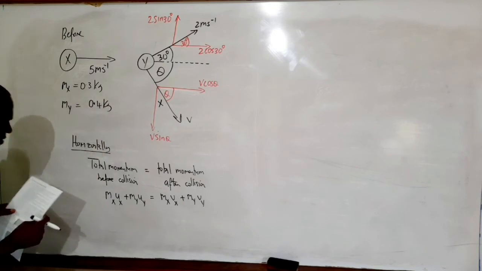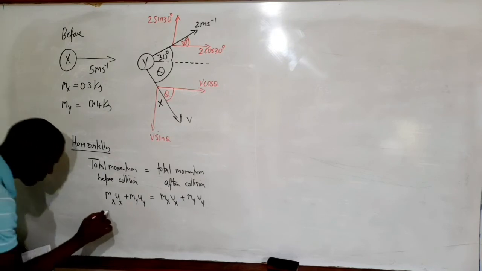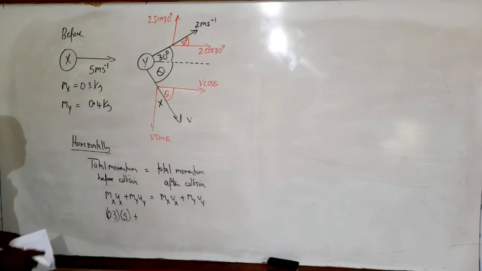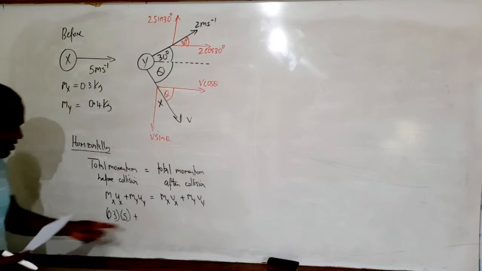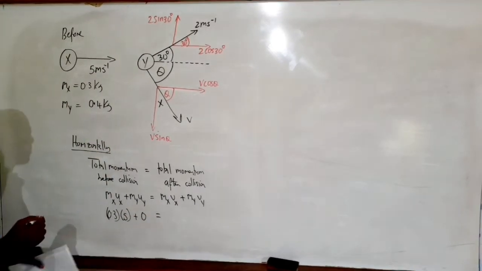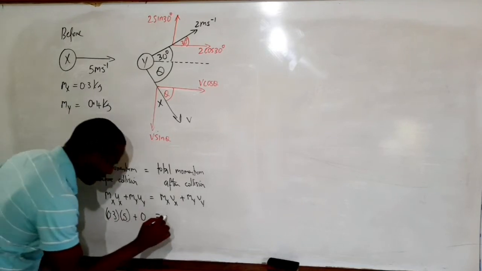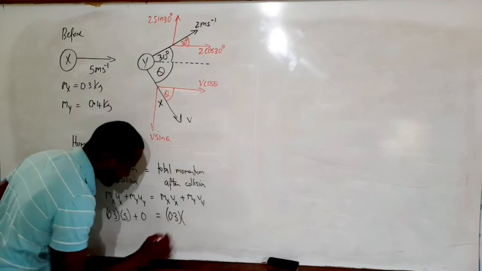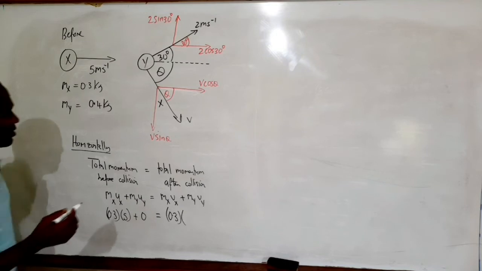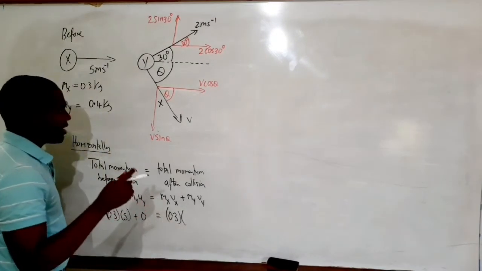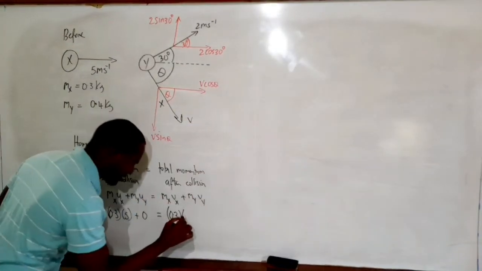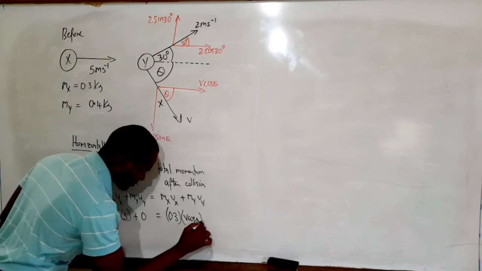Right? So let's substitute these values. So now we have 0.3 times 5 plus 0. Y is initially stationary, and therefore its initial momentum is simply equal to 0. Right? So this is equal to, now after the collision, mass of X of course is still 0.3, because we assume that the mass remains unchanged. Now the velocity of X, so we're talking about the horizontal direction, and therefore the horizontal component of X's velocity after the collision is v cos theta. So this is times v cos theta, right?